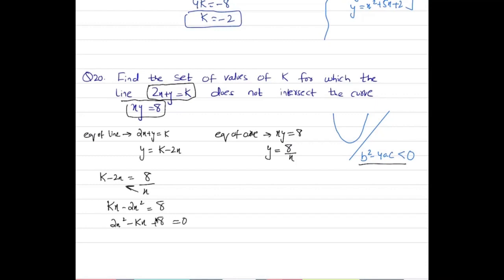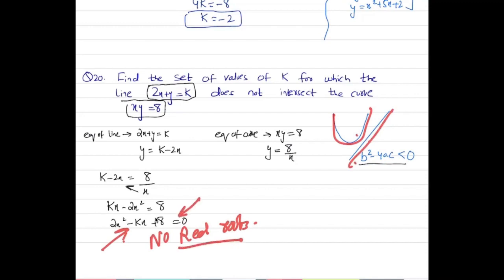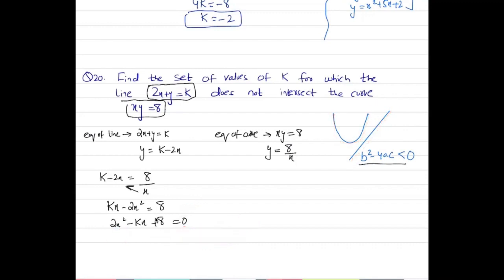Okay. Now we need to find the set of values of k for which this equation must have no real roots. Why no real roots? Because we don't want the curve and the line to intersect. So when we solve these two equations simultaneously, the resulting equation must have no real roots. So now we are going to apply the concept of discriminant. The discriminant of this equation must be less than 0.